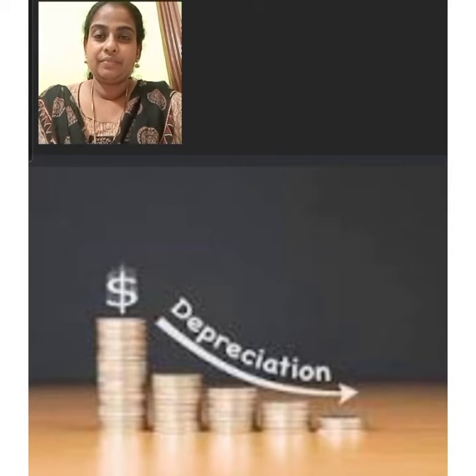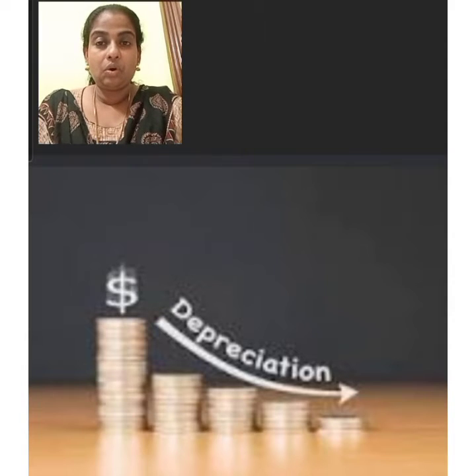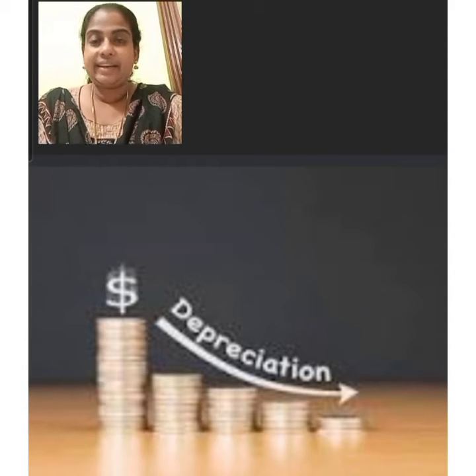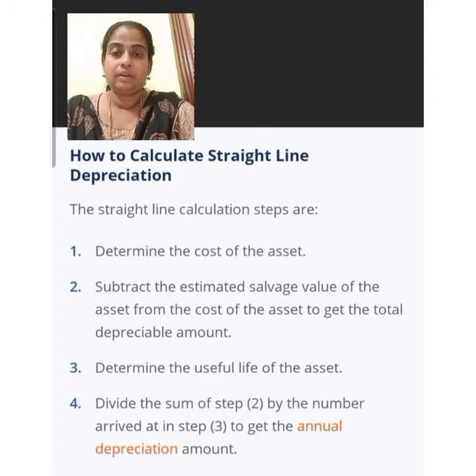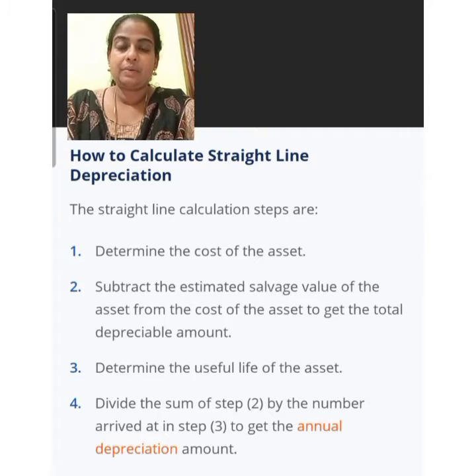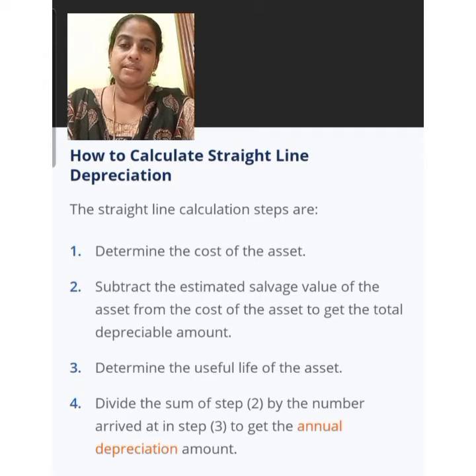My dear children, in this module we are going to study how to calculate the amount of depreciation under the straight line method. The important steps involved in the calculation of depreciation under the straight line method are: first, determine the cost of the asset. The cost of the asset includes the purchase price of the asset, installation charges, construction charges, and the expenses required to make the machinery ready to use.